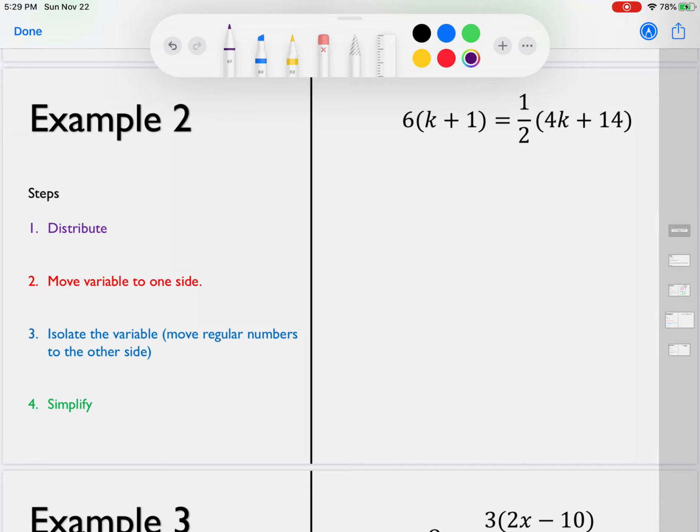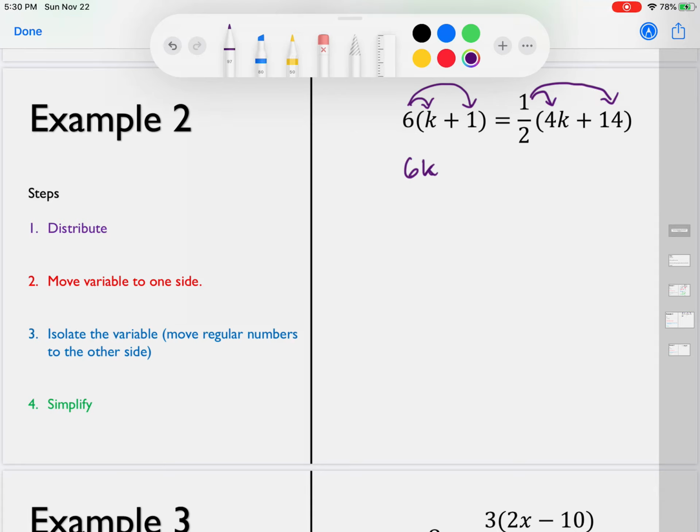so we can circle that and say that's our final answer. Our next example, we have grouping symbols on both sides, which all that ends up meaning is we get to do twice as much distributing, which is all fine and dandy. First thing we're going to distribute is the 6 into the k plus 1. At the same time, I'm going to distribute this 1/2 into the 4k plus 14.